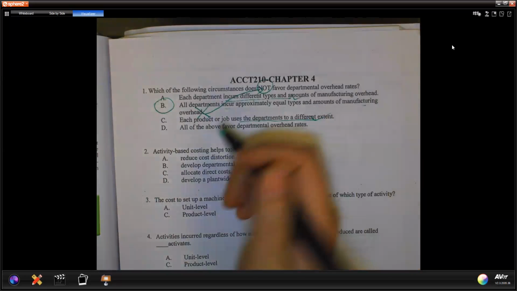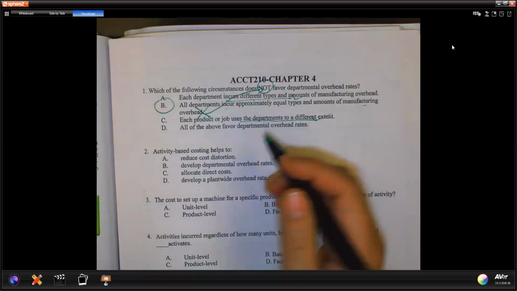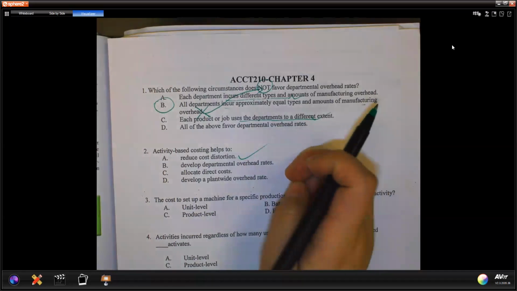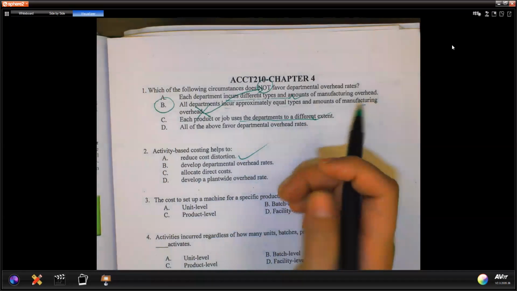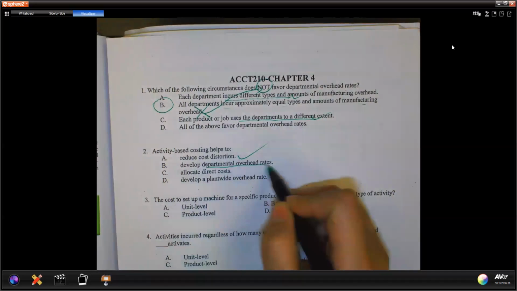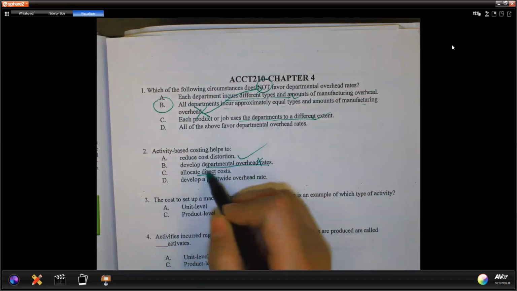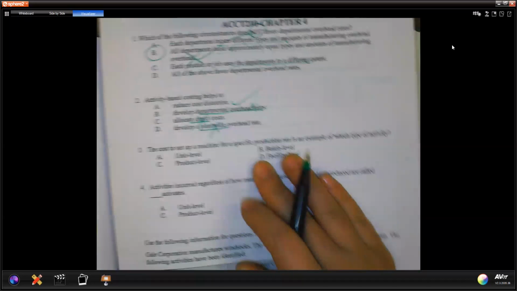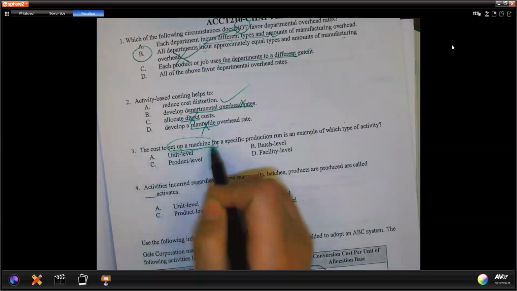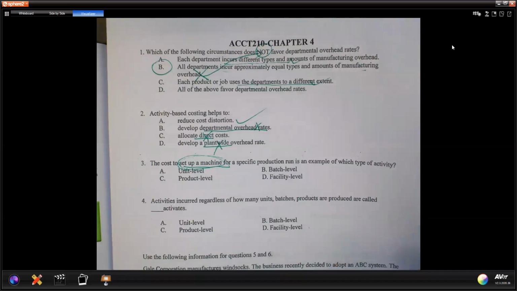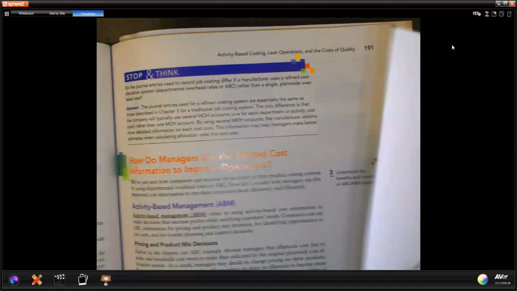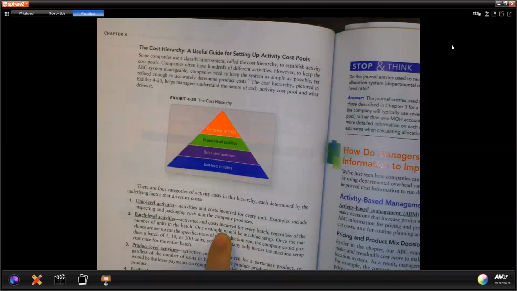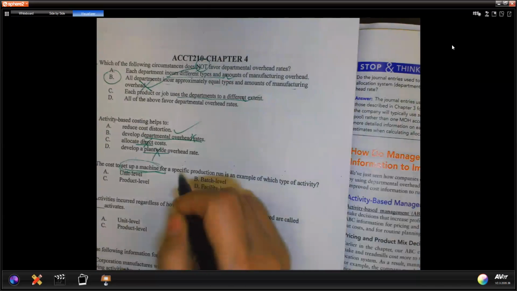Second question: ABC costing helps reduce cost distortion because it's more accurate. It's not departmental, we don't allocate the direct cost, and it's not plant-wide. Third one, the cost of setting up a machine. This is from your textbook page 190. One example would be machine setup for the batch level. So the answer is batch level.